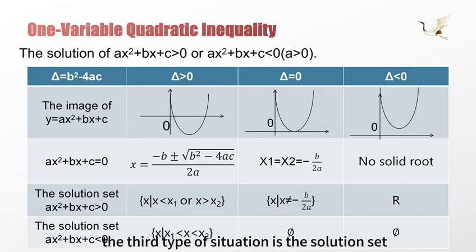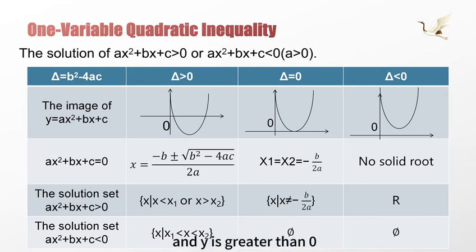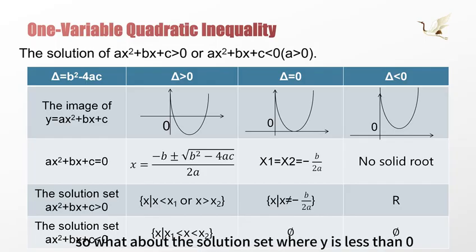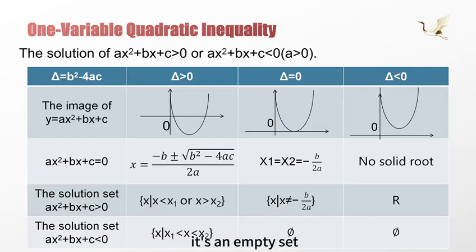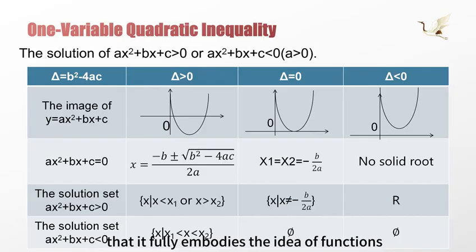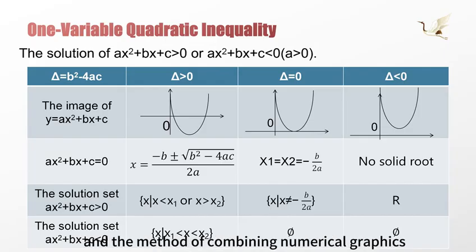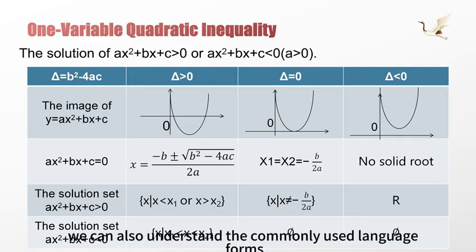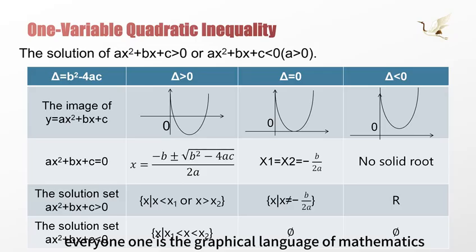The third type of situation is the solution set where the discriminant is less than 0 and y is greater than 0. Well, some students say it's very easy. X belongs to R. So what about the solution set where y is less than 0? It's an empty set. We can find through this interpretation that it fully embodies the idea of functions and the method of combining numerical graphics. Besides, we can also understand the commonly used language forms in mathematics. One is the graphical language of mathematics, and the other is the symbolic language of mathematics.